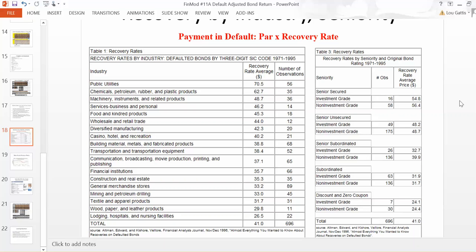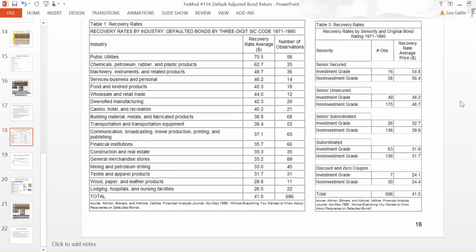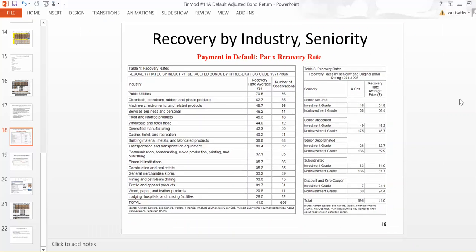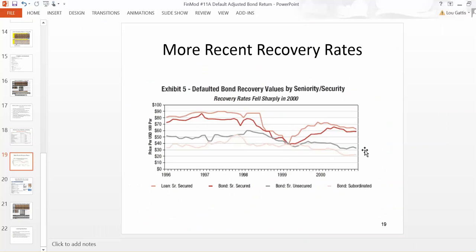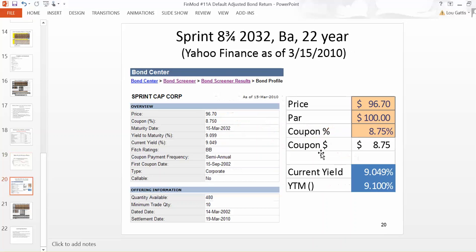And we could also look at recovery rates over a period of time and see that recovery rates might be falling or rising. Just to give you an idea that this is hard to forecast, and they do change quite a bit. So I looked in Yahoo Finance and I found this Sprint 8 3/4 2032 BA 22-year bond when I looked into this a few years ago. So we can plug this into the model.